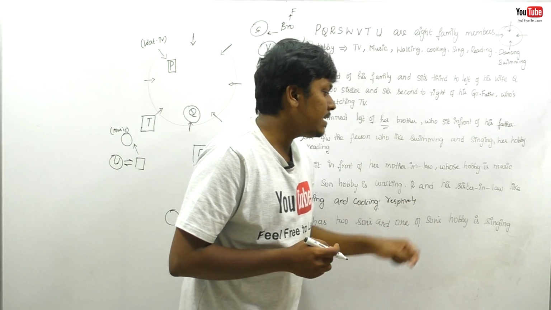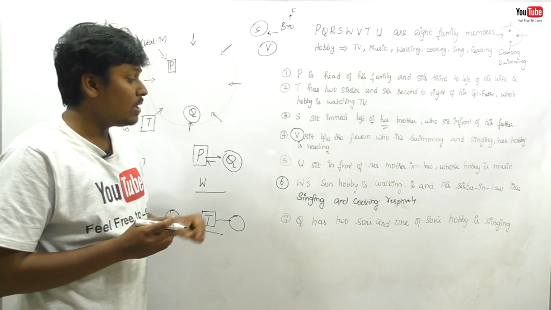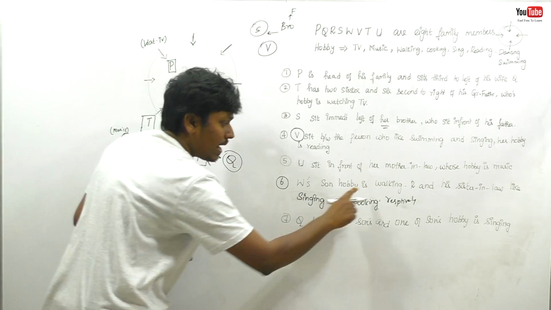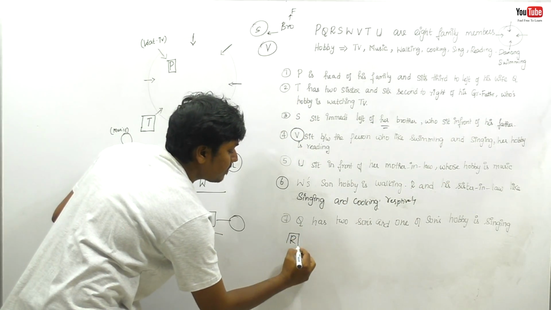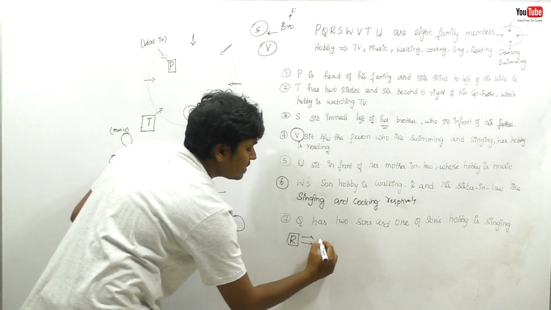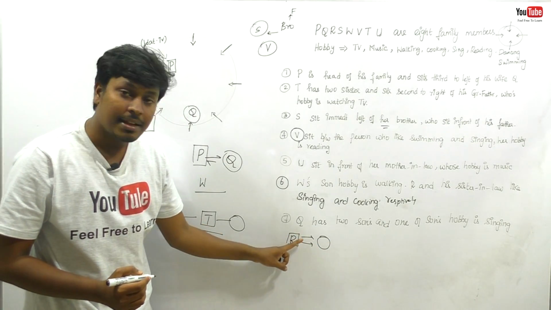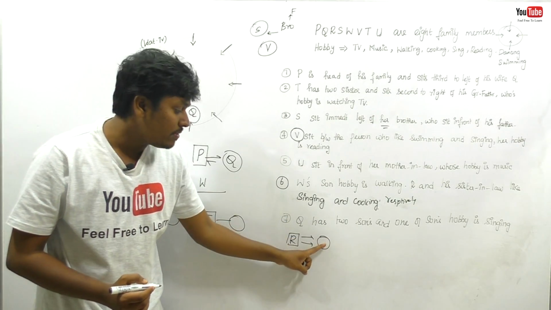R and his sister-in-law like singing. Friends, they have said that R and his sister-in-law. So if R and his sister-in-law, then definitely, see friends, R and his sister-in-law determines that R is a male person, right? R is having a sister-in-law. So if R is having a sister-in-law, then it is R's brother's wife, right? So R should have a brother and the brother's wife is only this person.